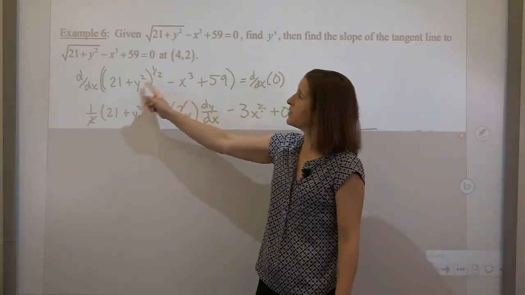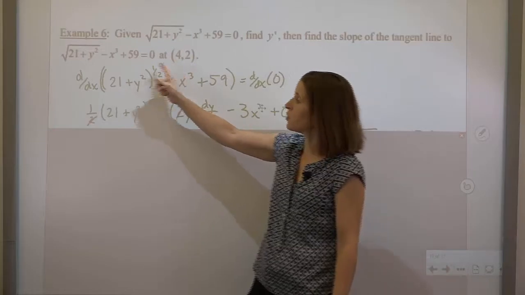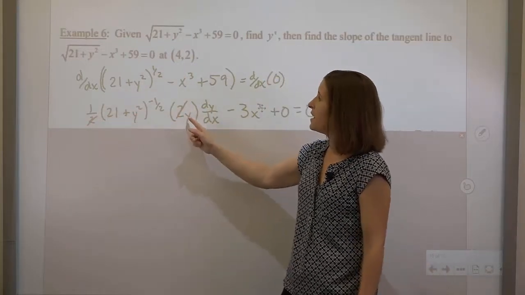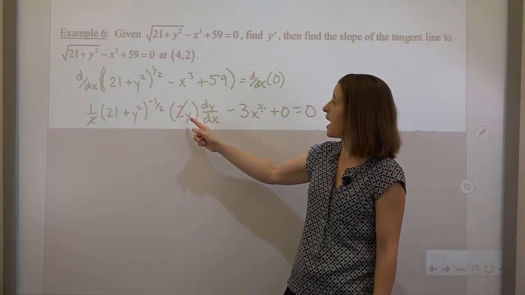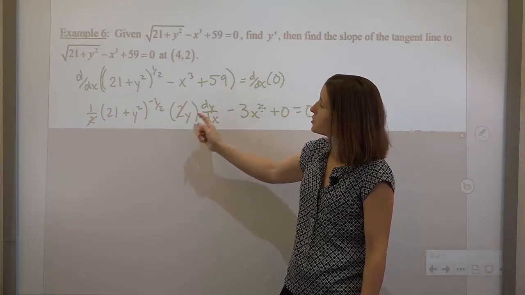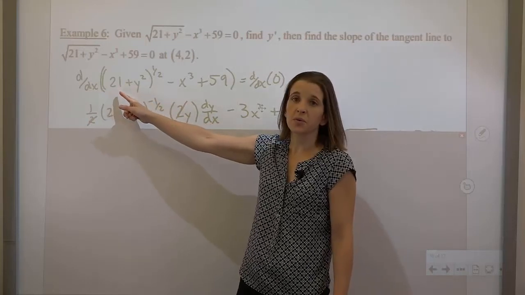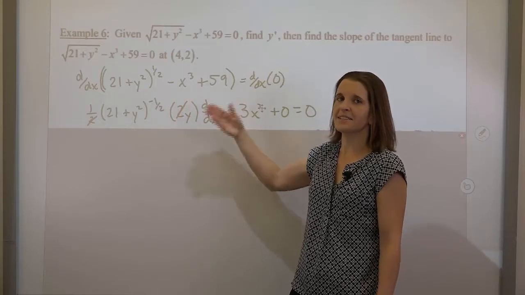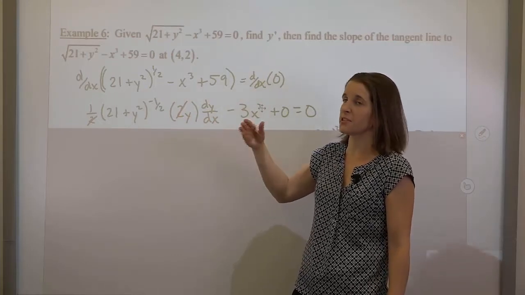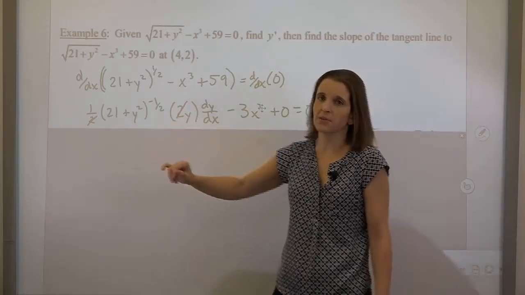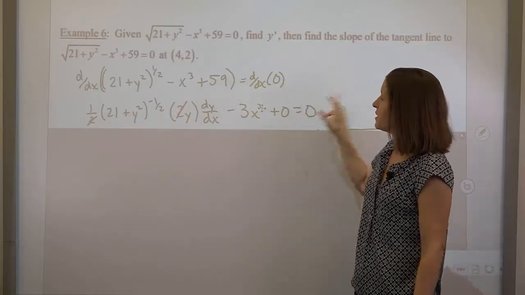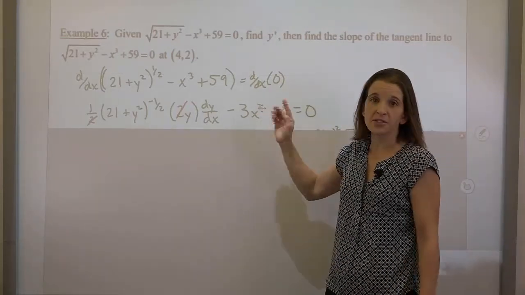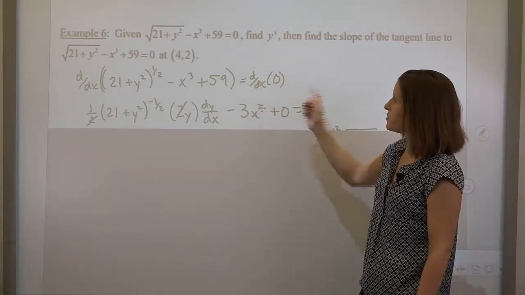So I'm going to take the derivative of my first term. That requires the chain rule. Bring down the power, subtract 1 from the power, leaving the inside alone, and then times the derivative of the inside. So the derivative of the inside, derivative of 21 is 0. Derivative of y squared is 2y dy dx because of this implicit differentiation. And it does so happen that those 2's will cancel. Then the derivative of the 3x cubed part is just regular 3x squared, and then derivatives of constants are 0.